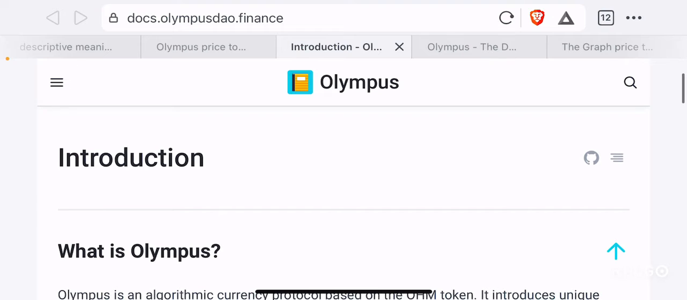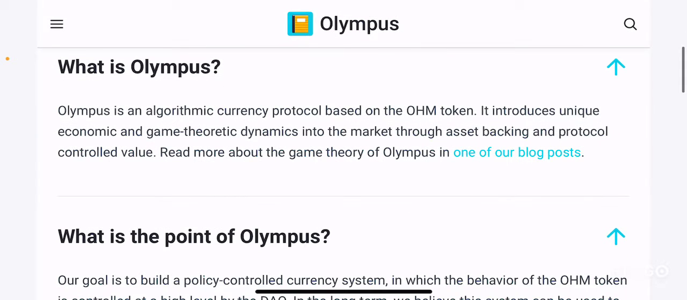So what is Olympus? Olympus is an algorithmic currency protocol based on the Ohm token. It introduces unique economic and game theoretic dynamics into the market through asset backing and protocol controlled value. Read more about the game theory of Olympus in one of our blogs.